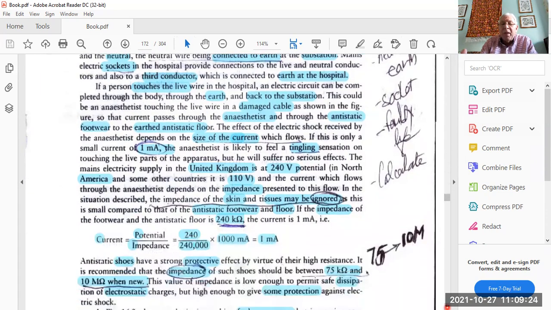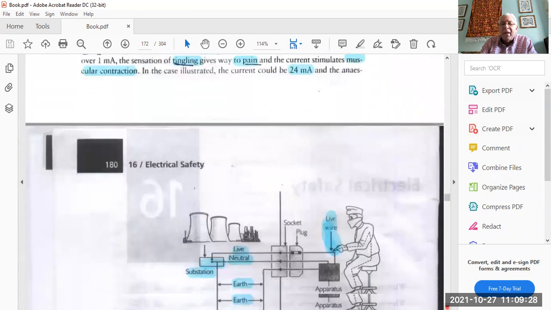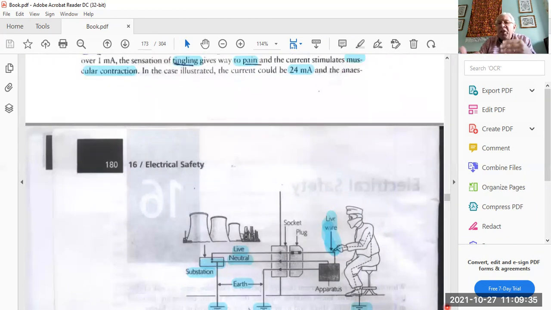So this electricity reaches the hospital by two wires, as will be seen now. The two wires are either live or neutral. The two wires reach the socket, and from the socket, by the plug, the electricity is transferred to the electrical equipment. Of course, the substation is connected, as we see, with the earth, and the socket also is connected with the earth, and the floor of the theatre also is connected with the earth.